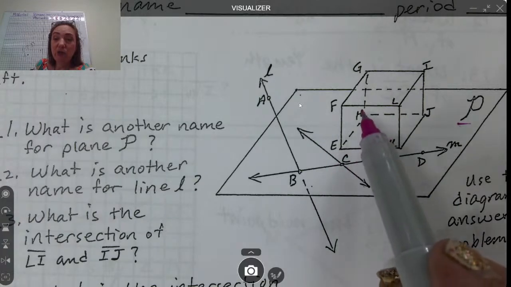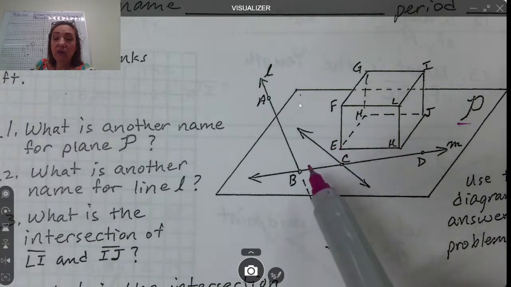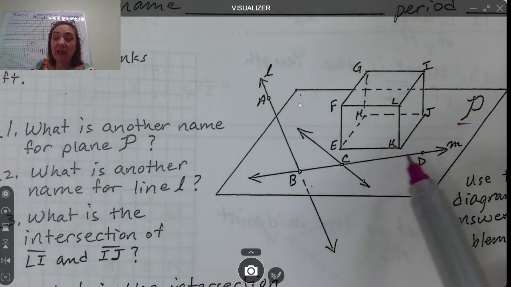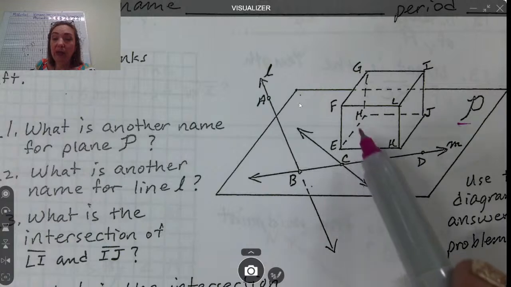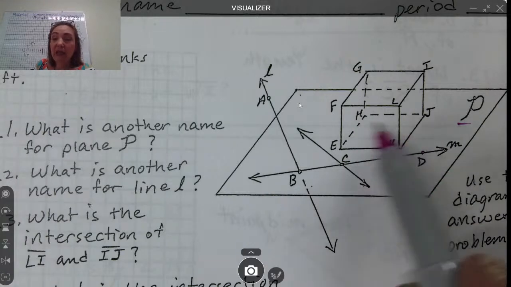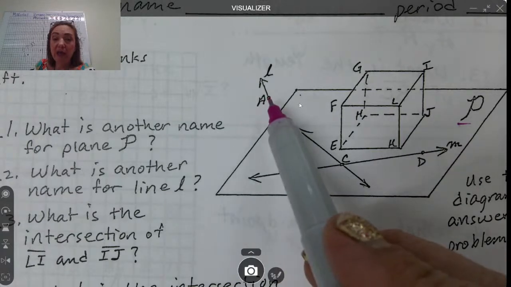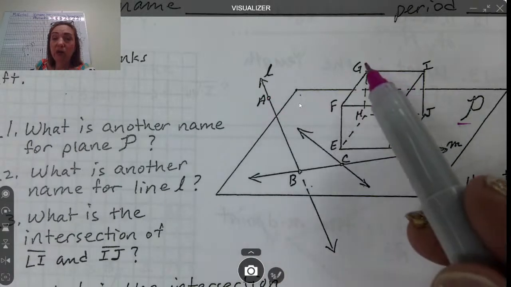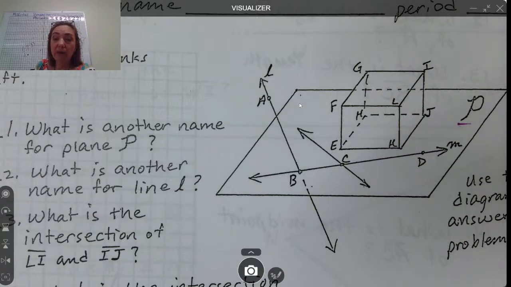So that means we could use H, J, K, E, B, C, D. We would have to pick 3 of those points. So it could be like plane BCE or plane HKD. Any 3 points that are not on the same line. We could not use A. A is not in the plane. We could not use G, F, L, or I because those are not in the plane.